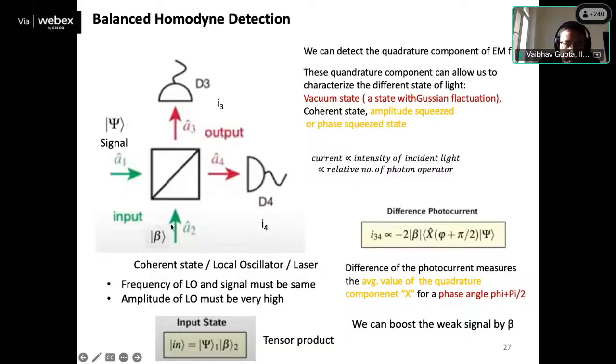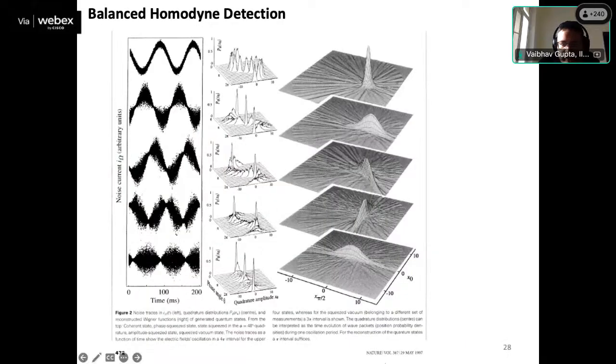So there is a very good paper in Nature in 1997. I will encourage you to read this paper. What they have done is that they have used the same scheme and they have done the homodyne detection. So I will go very slowly here and try to explain things. The very first state here, this is a coherent state, right?